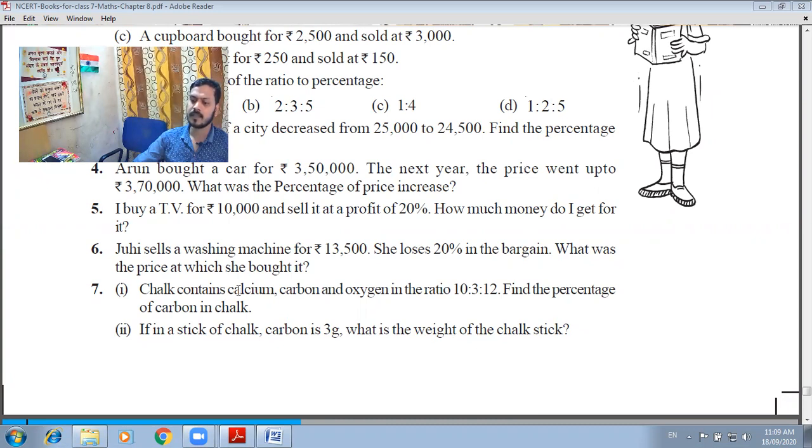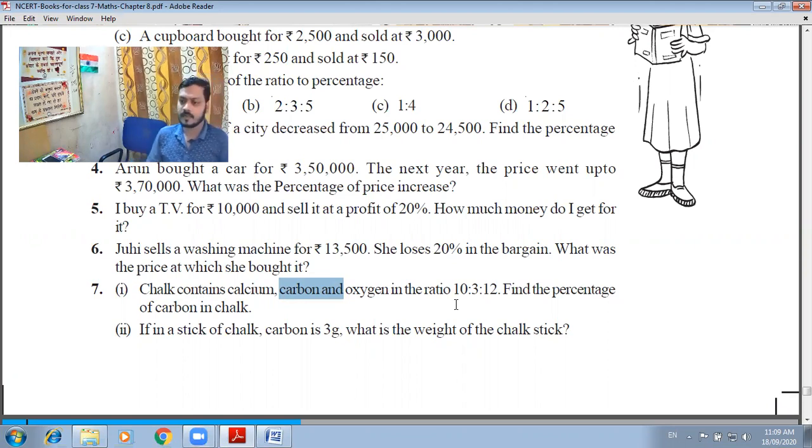Okay, firstly, read the question carefully. Chalk contains calcium, carbon, and oxygen. Suppose we can take any other object which is formed from three or four elements. Similarly, chalk is made from calcium, carbon, and oxygen, and their ratio is given as 10, 3, and 12. Find the percentage of carbon in chalk.